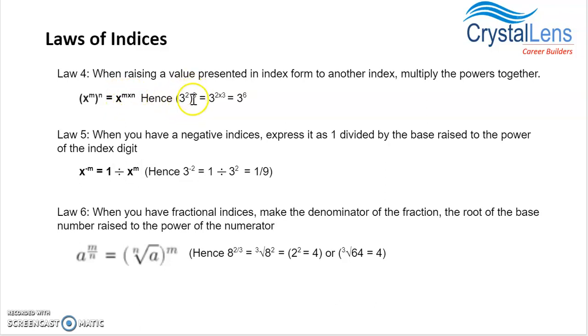So if you have 3 raised to power 2, all raised to power 3, what you're supposed to do is simply multiply these powers together to give you 3 raised to power 2 times 3, which is 3 raised to power 6.